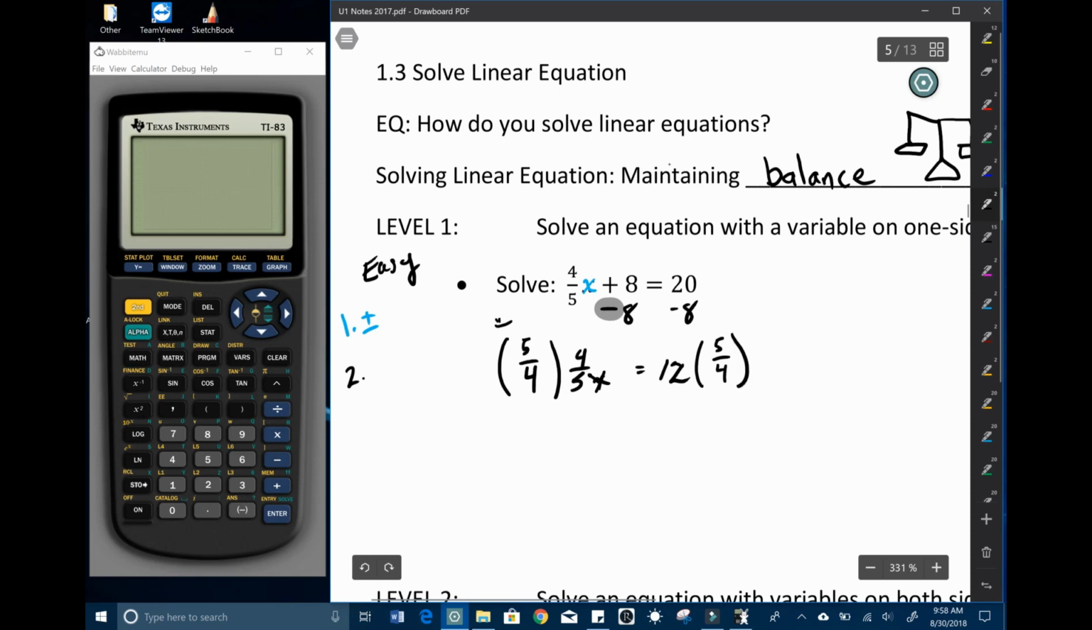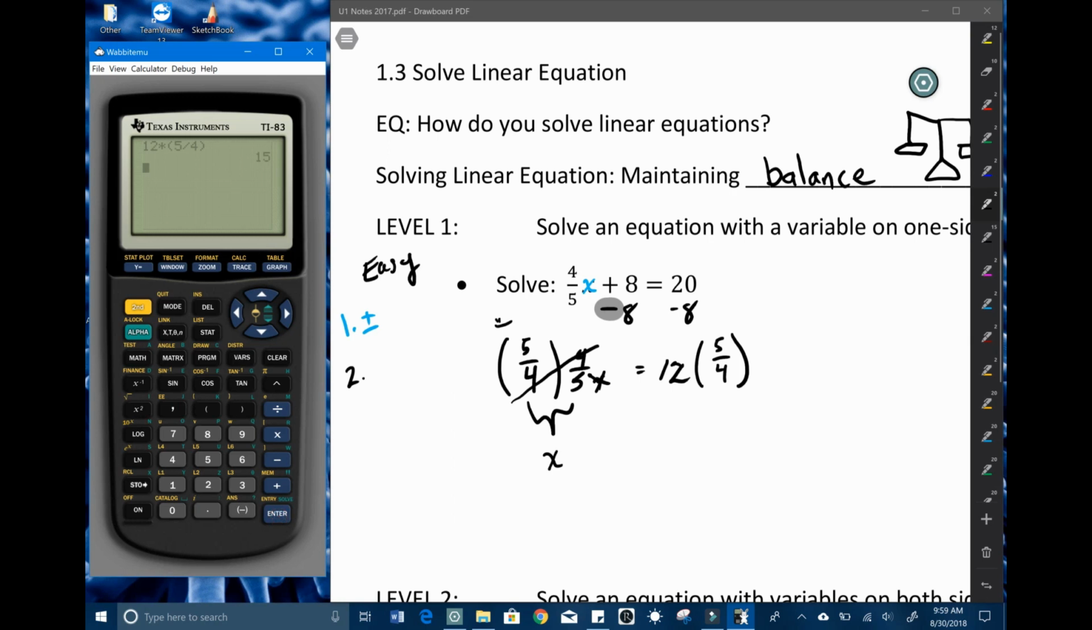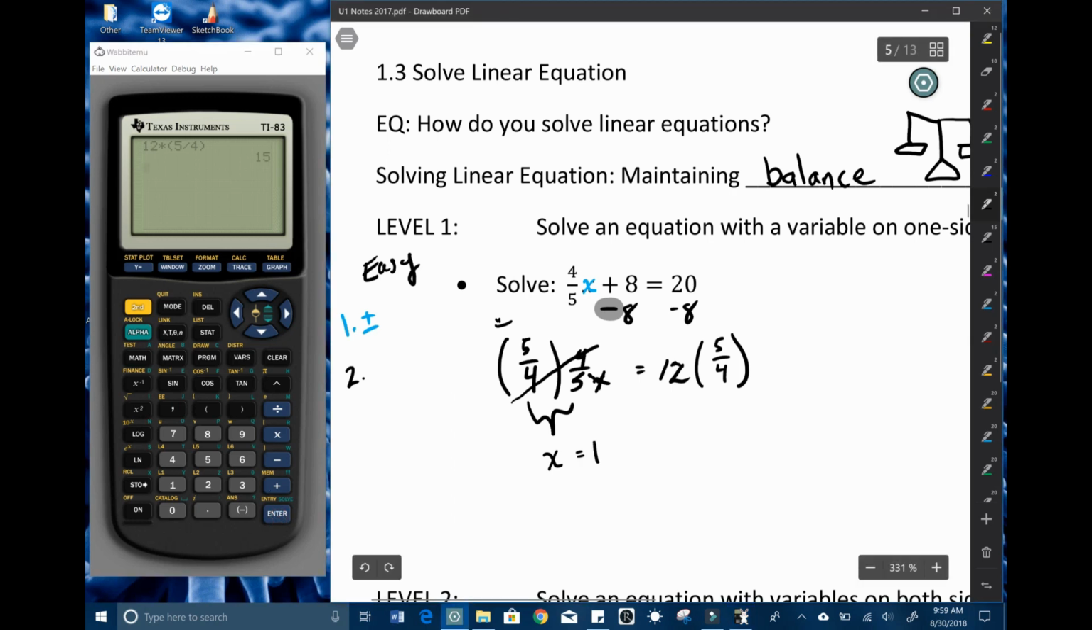The inverse property makes this become 1, which really cancels everything out, and we just have x. Now 12 times 5/4, you need to be a little careful in your calculator. I like to put fractions in parentheses, the 5/4 in parentheses, and it equals 15. X equals 15. That's all you need.